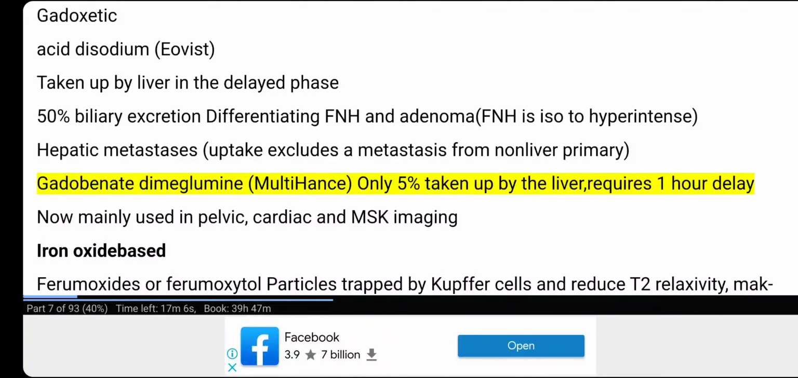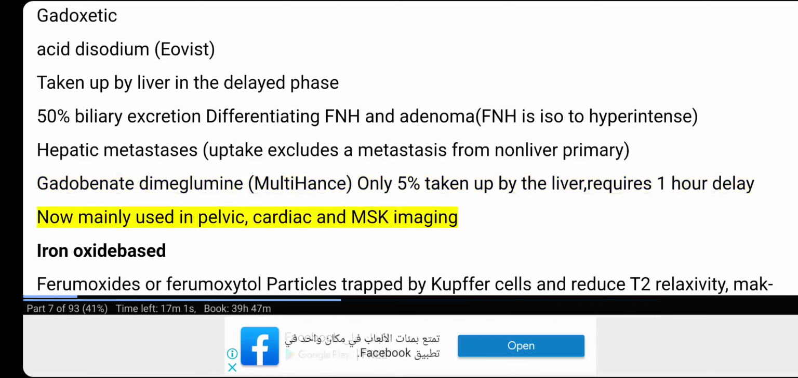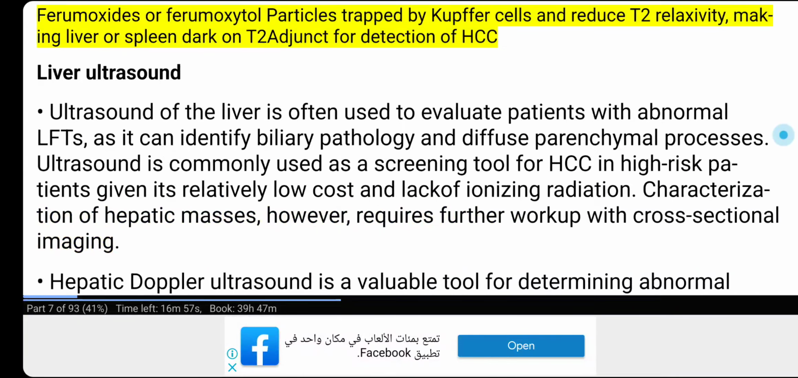Gadobenate dimeglumine, MultiHance, is only 5% taken up by the liver and requires a 1 hour delay. It is now mainly used in pelvic, cardiac and MSK imaging. Iron oxide-based agents, ferumoxides and ferumoxytol, are particles trapped by Kupffer cells and reduce T2 relaxivity, making the liver or spleen dark on T2 as an adjunct for detection of HCC.